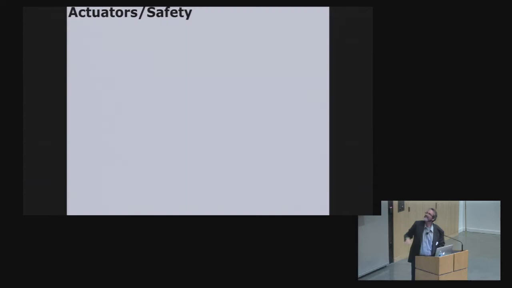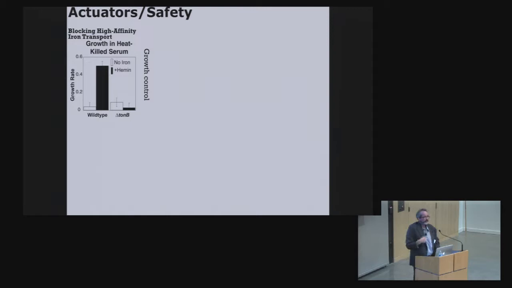So we started off just finding actuators. So this is a growth controller. This is a high-affinity iron transporter, TonB. It prevents cells from scavenging iron in the blood. And so in this case, they can remain metabolically active, but they can't grow. So if I turn TonB on and off, I can either scavenge iron from the blood and therefore grow, or if I turn it off, I can't scavenge iron in the blood and I can't grow. So I can turn this on and off. That's an actuator. This is a safety valve.